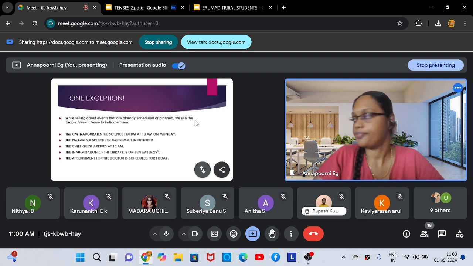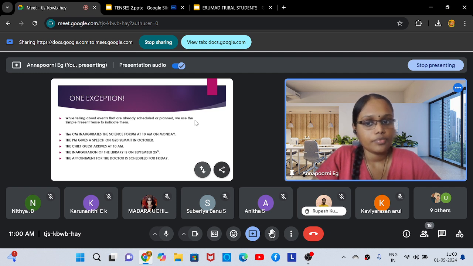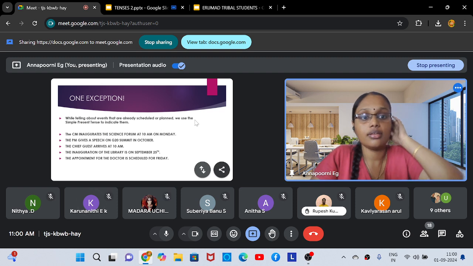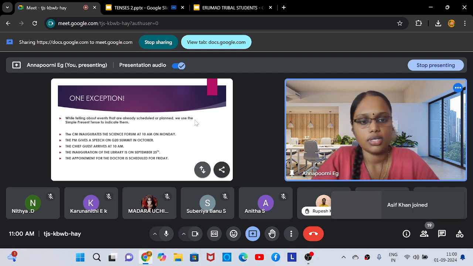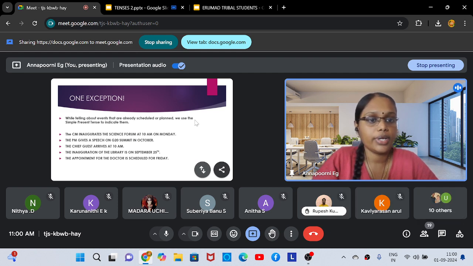Okay, what is the verb here? Going to school. Yes, are going. Are going is the verb and the object is to the school. Similarly, the inauguration of the library is on September 25th. So in this sentence, what is the verb? Is. Very good. Is is the verb because we don't have a main verb here. That is why we are using a helping verb. Is. And on September 25th is the object.